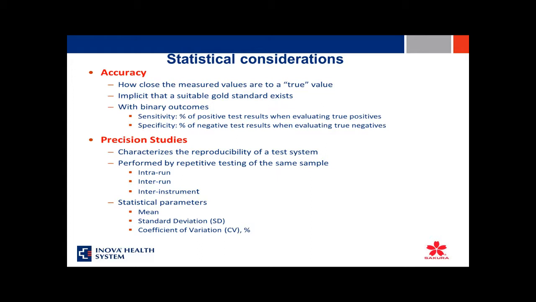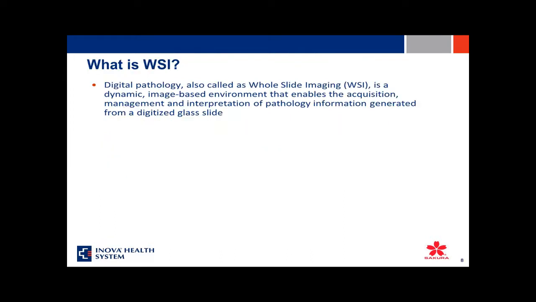Inter-run is slide scan on different days, and inter-instrument is if you have more than one system in your laboratory, then how does the scanning compare between different instruments. And there are some statistical parameters like standard deviations and coefficient of variations that need to be established. And these acceptability expectations have to be established by your laboratory's director. That's a brief introduction on validation.